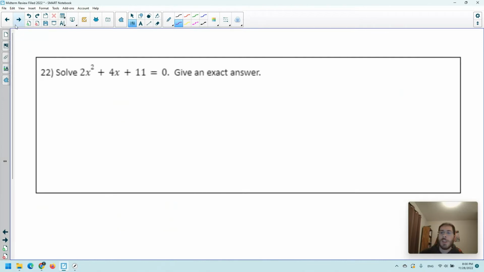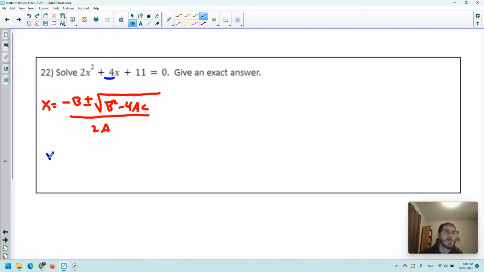All right, 22, same exact idea, solving it the same way. We're going to use the quadratic formula. So just go ahead and throw in x equals negative b plus or minus the square root of b squared minus 4ac all over 2a. So again, we can grab b. So x equals negative 4 plus or minus the square root of 4 squared minus 4 times a. A in this case is not 1, so that's kind of cool. I guess that's different. A is 2. C is going to be 11 in this case.